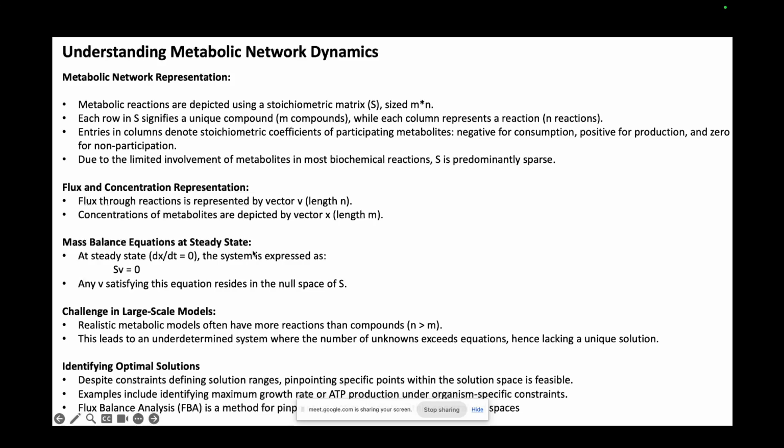Now one new terminology that is getting introduced here is basically flux. Flux through the reactions is represented by the vector v of length n, and concentration of metabolites is given by the vector x of length m. So this m cross n is coming from here.